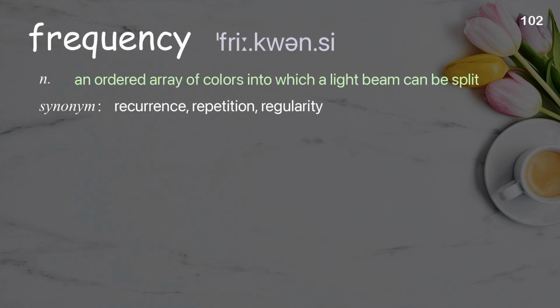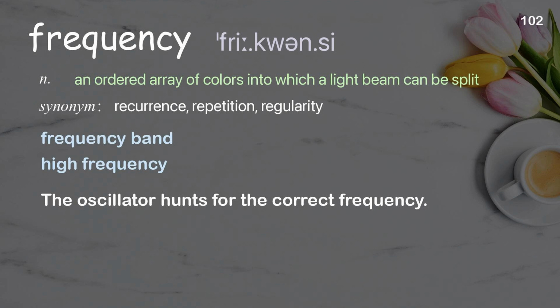Frequency. An ordered array of colors into which a light beam can be split. Examples: frequency band, high frequency. The oscillator hunts for the correct frequency.